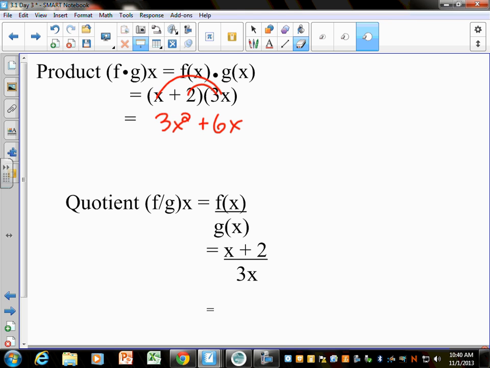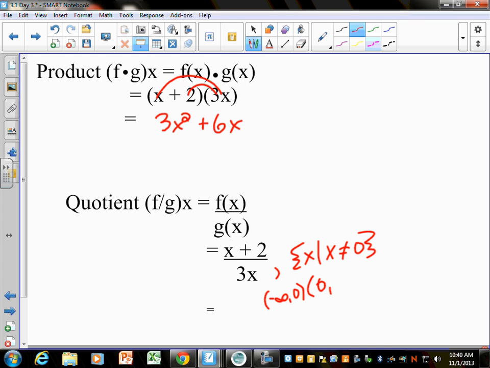But we would want to say, what couldn't x be in this division problem? 0. And so on your homework, when it says add, subtract, multiply, divide, it also says find the domain for them. And so this is the one that you really have to think about. And I'm just going to put next to this, my domain is everything but 0. Or you could say negative infinity to 0, 0 to infinity, with a little u there.